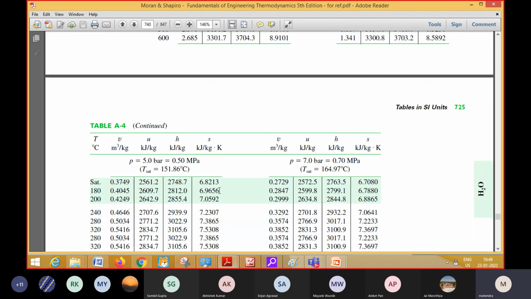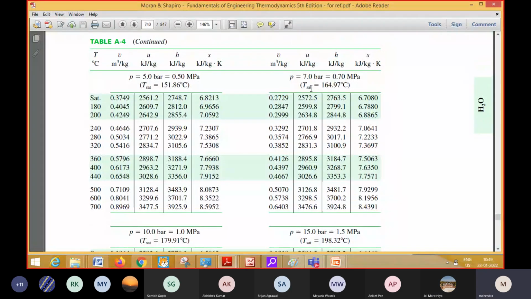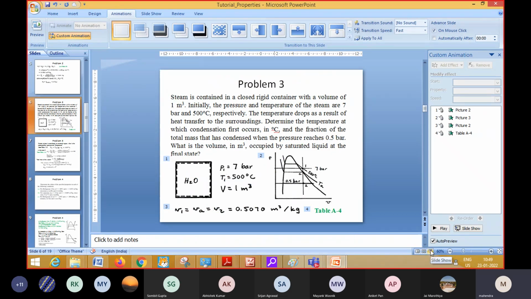Let me go there. This is 10 bar. This is the 7 bar. Is it? This is the 7 bar table, and this is 500 degrees centigrade. This is the value. Yes? Clear? Yes, sir. Okay, fine. Let's go back to our slide.